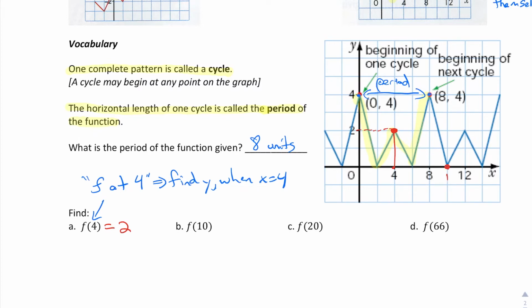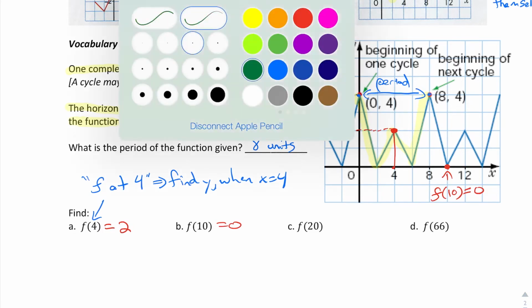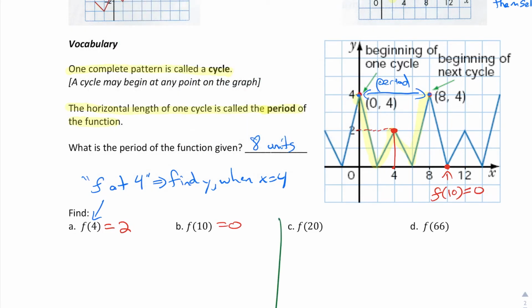If you do the same thing, you can try this. f at 10 here is going to be 0. So the y value there is 0. The next two get a bit trickier: f at 20 and then f at 66. If you look at your graph, the problem is it doesn't go to 20 and obviously it doesn't go to 66. So what we have to do is predict these.